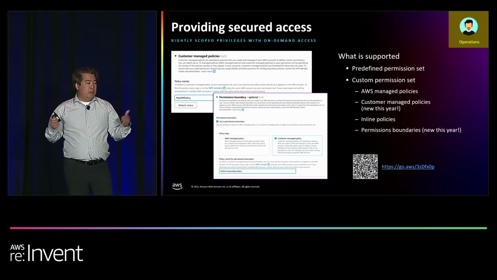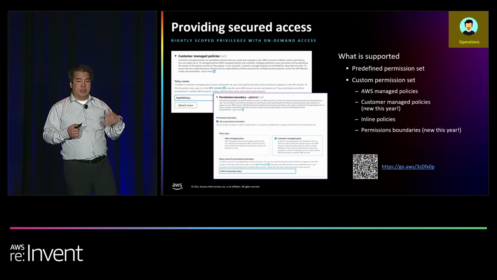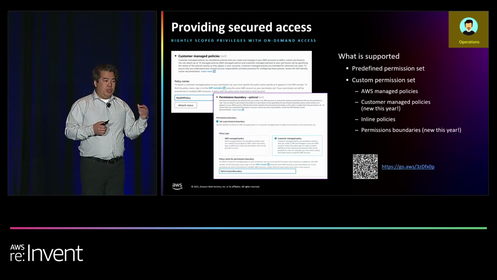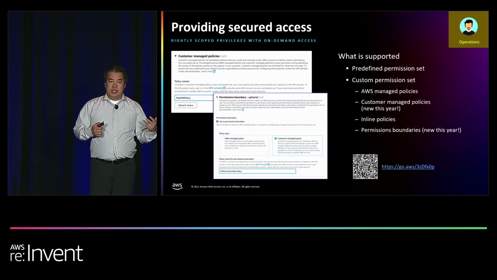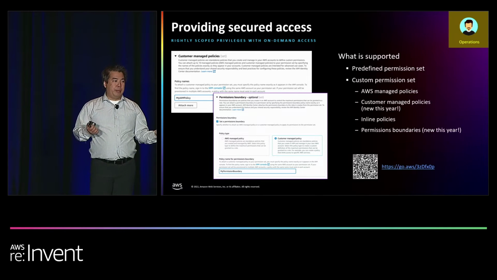Here you could use policies that are made by AWS, so like the standard AWS managed policies, such as the administrator or S3 full access. You can also use inline policies, and two new types of policies have been introduced earlier this year. I believe it's right around re:Inforce. The first one is customer managed policies, and the second one is permission boundaries.